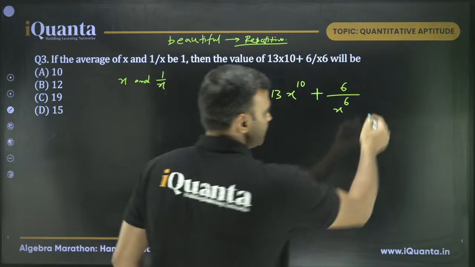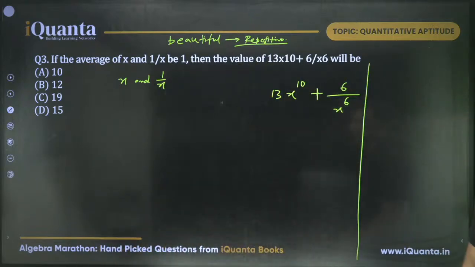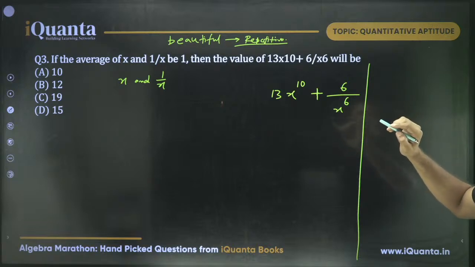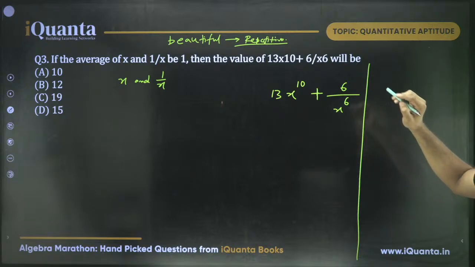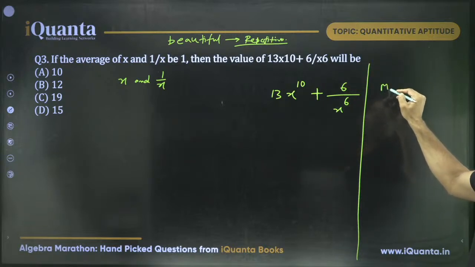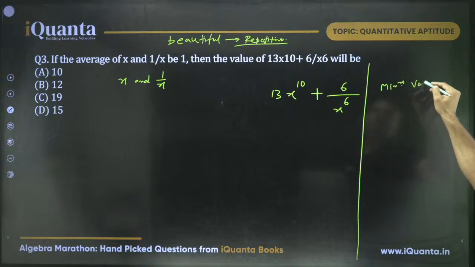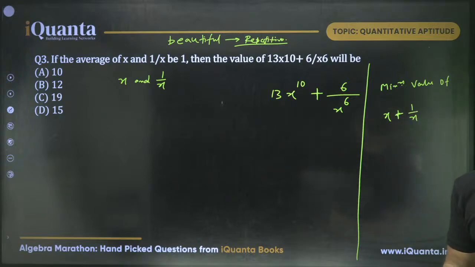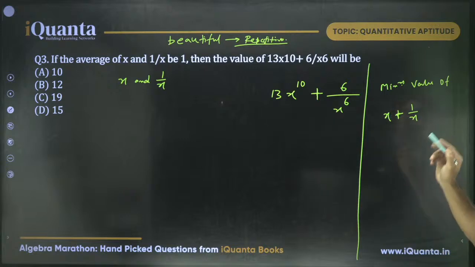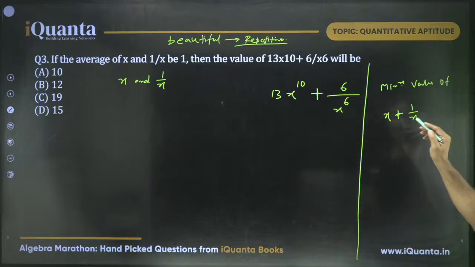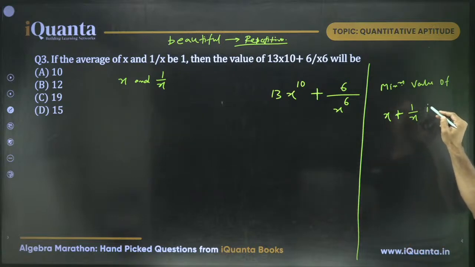Now, for this, there is a rule that says, okay, we'll discuss that. 13x to the power 10 plus 6 by x to the power 6. The rule is that the minimum value of x plus 1 by x, a number and its reciprocal. If you wish, you can write it down in words. A number and its reciprocal. The minimum value of a number and its reciprocal is 2.